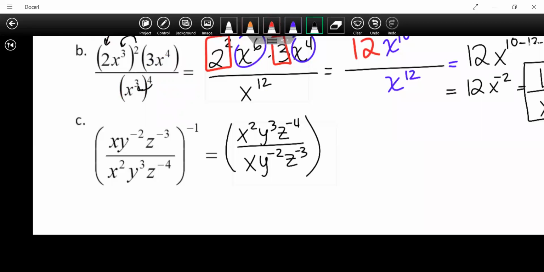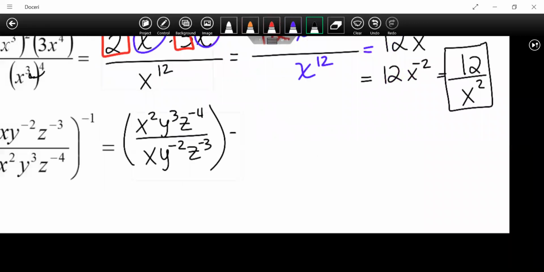Like that. Then we want to flip again with our negatives.